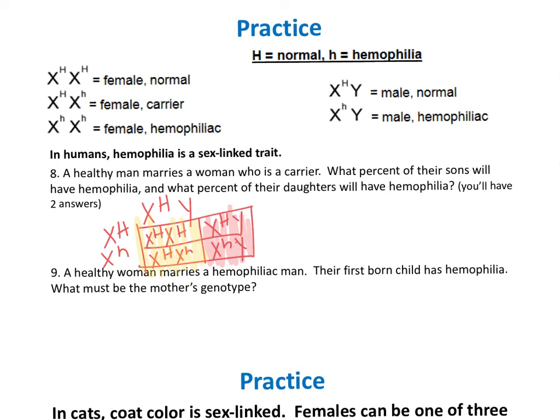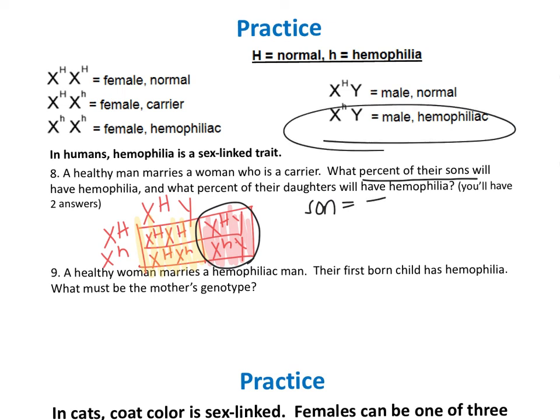Question number 8 is asking me what percent of their sons will have hemophilia. So when I'm looking at their sons only, what percent would have hemophilia? Those would be 50% of the sons would have hemophilia. Of their daughters, what percent would have hemophilia? None of them have hemophilia. So again, this illustrates that these sex-linked traits tend to show up in males more often.